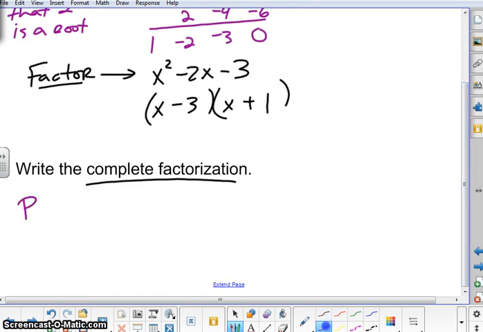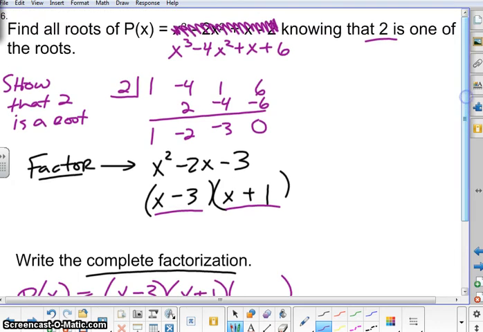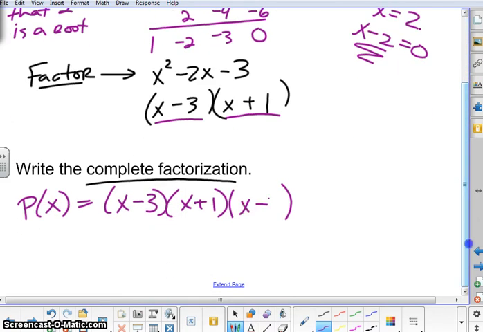And p of x would now equal x minus 3, what we just found above, x plus 1, found that one. And the other one, like I said before, is hidden. You've got to look up above. See, 2 is a root. So if 2 is a root, that's x equals 2. And if you set it equal to 0, it would be x minus 2. So right there is your factor. So we're going to put a factor in there for complete factorization.